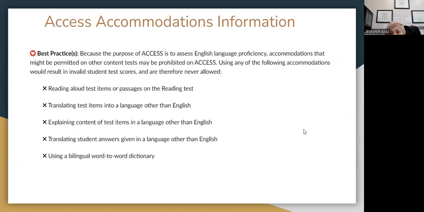Now, as for accommodations, our accommodations are a little bit different because we are assessing English language proficiency. So they will not have some of the accommodations that they would get on SC Ready or SC PASS. For example, you cannot read aloud any of the items on the reading test, and you can't translate any of the items to any language other than English. You can't explain the content in any other language than English, and you can't translate the student answers in any other language than English. And students cannot use a bilingual word-to-word dictionary.